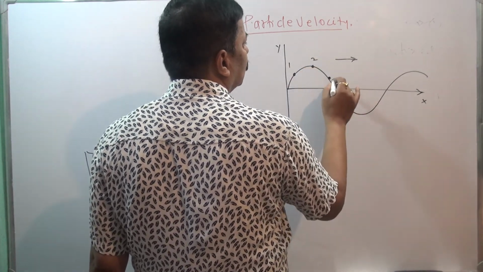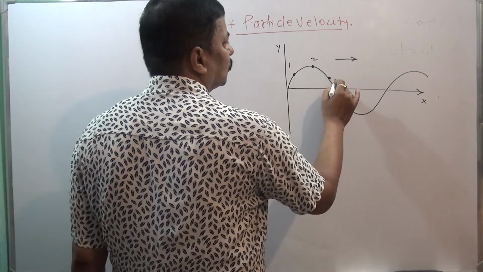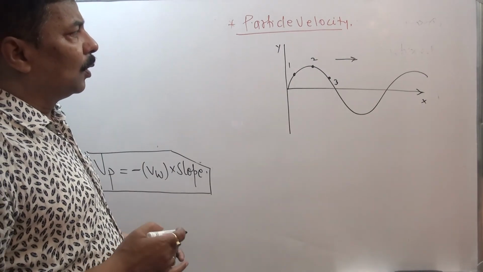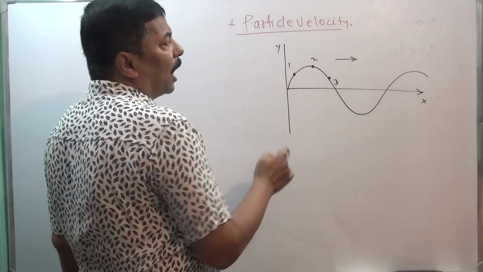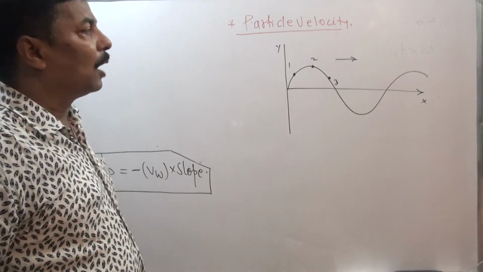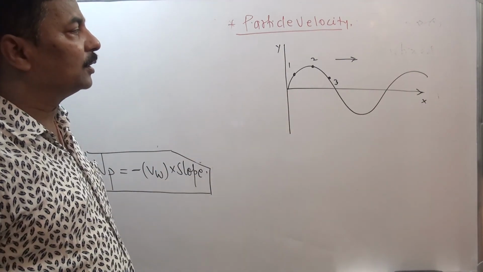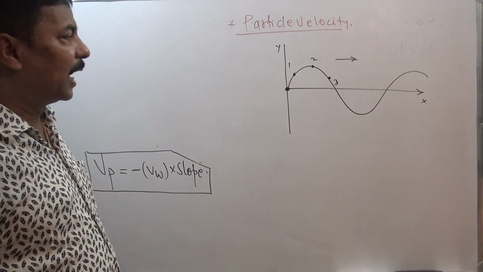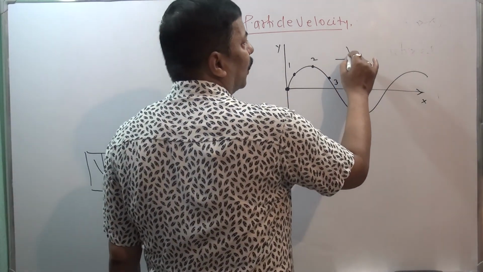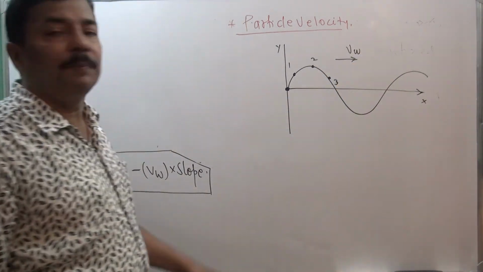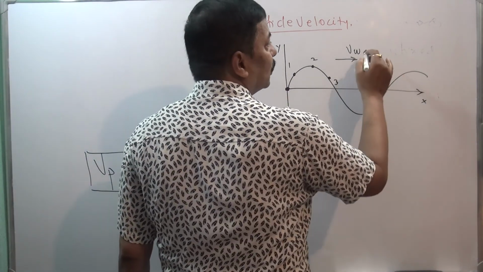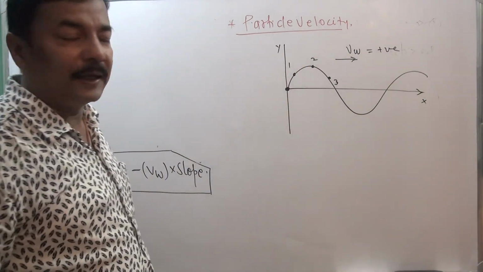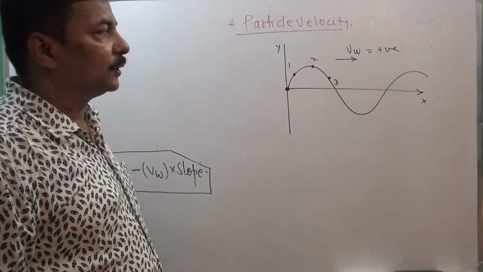1, 2, 3. Now my main problem is to make you understand whether particle one is going up or down, particle two is going up or down, particle three is going up or down. That is what we have to find. In order to find that, this is your wave velocity. Wave velocity is in the positive x direction, so it is positive. If it were in the other direction, it would be taken as negative. So this is your wave velocity.